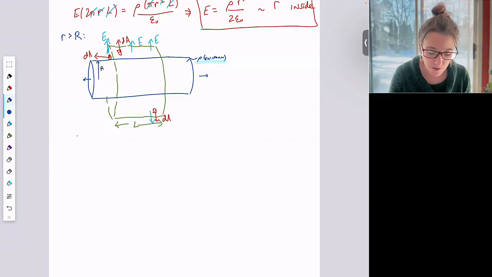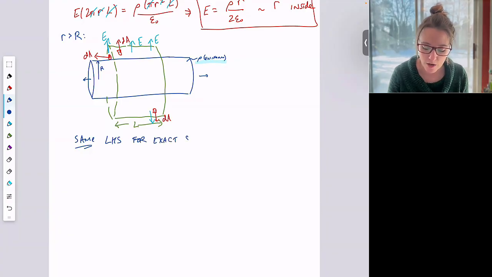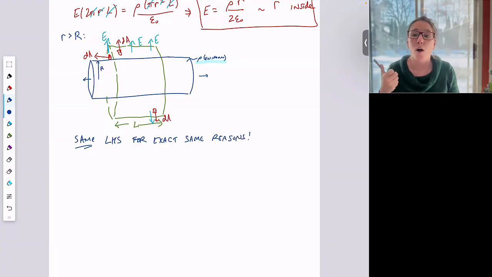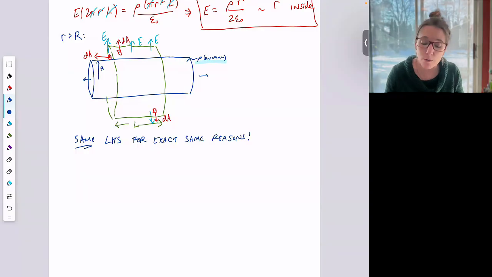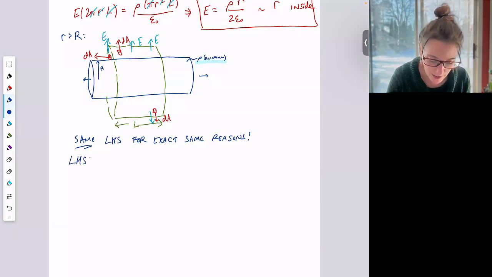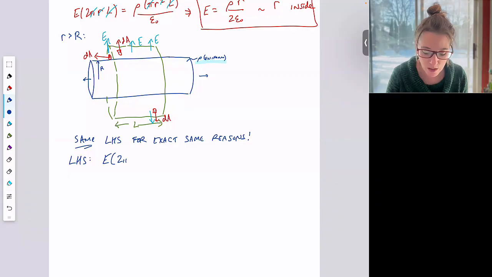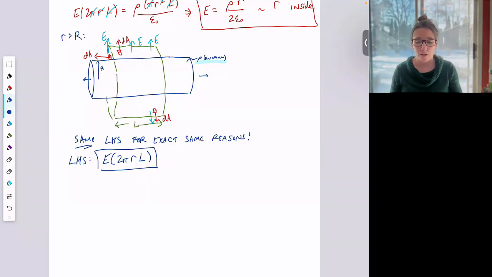So here we have the same left-hand side for the exact same reasons as before. So we have that same exact discussion about how E is parallel to dA only on the curved portion. E is uniform along that surface. And then the area of the curved portion is 2 pi r times L. So the left-hand side is equal to E times 2 pi little r L. So that's going to be the same left-hand side.